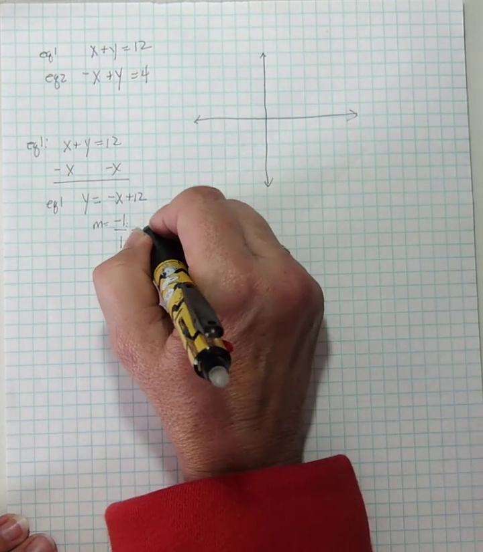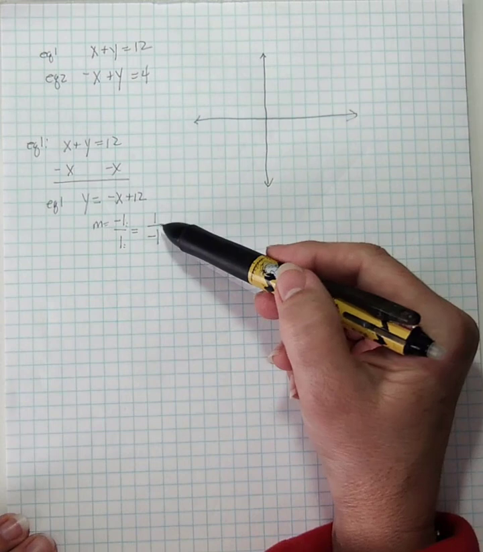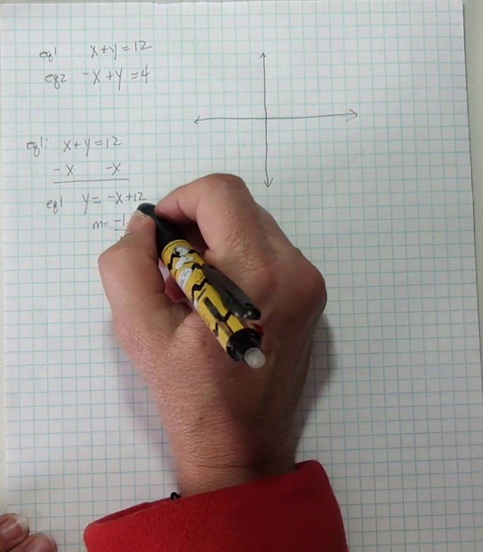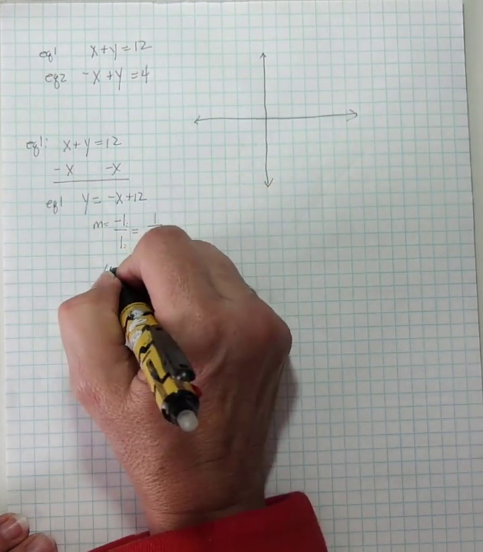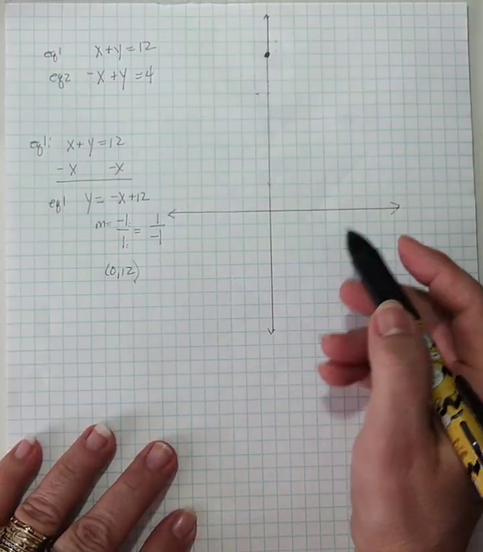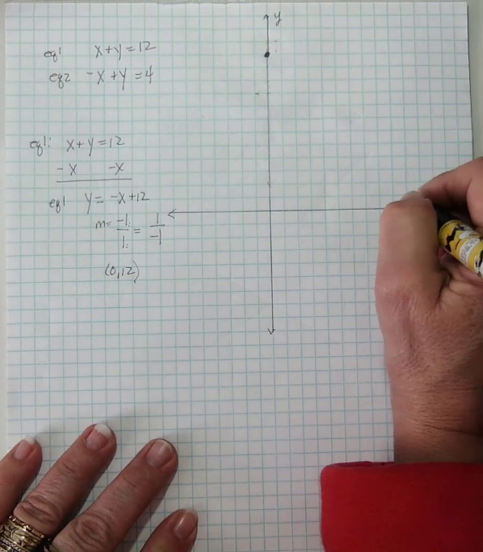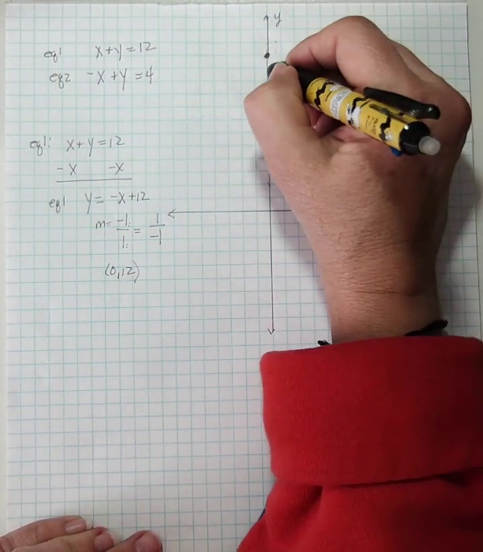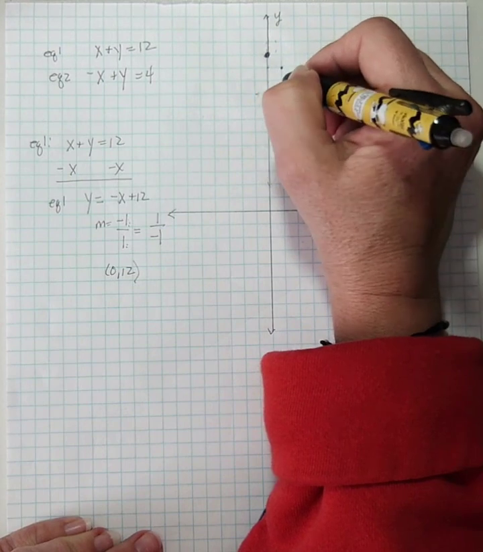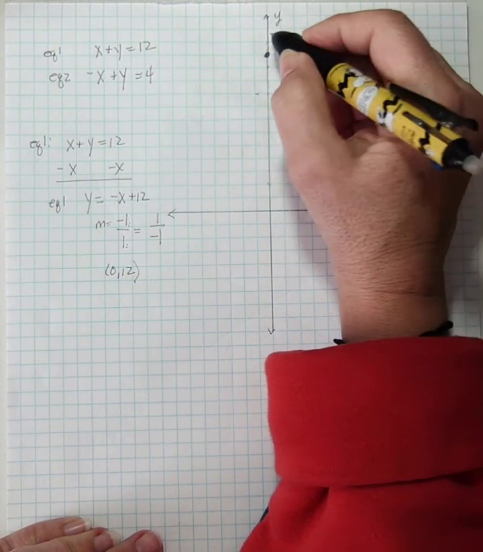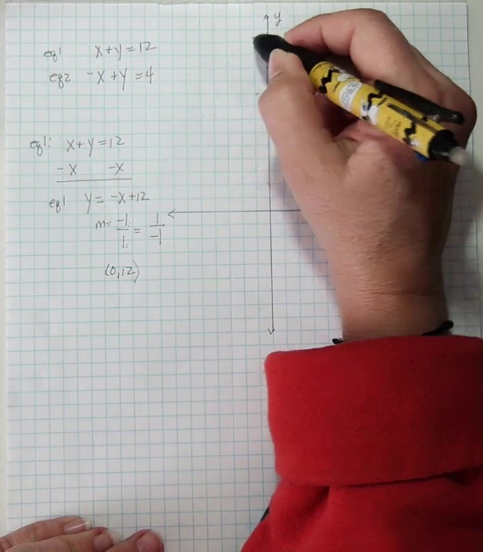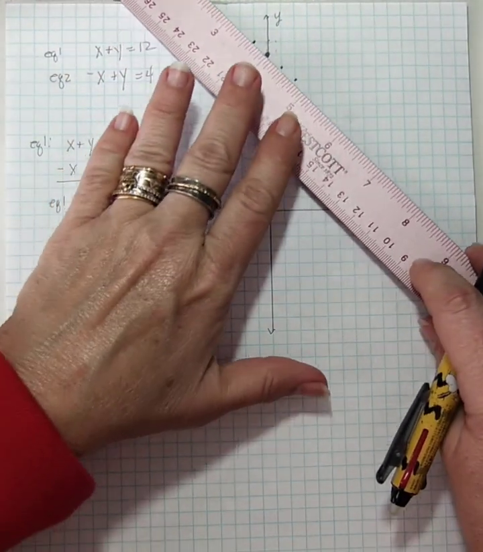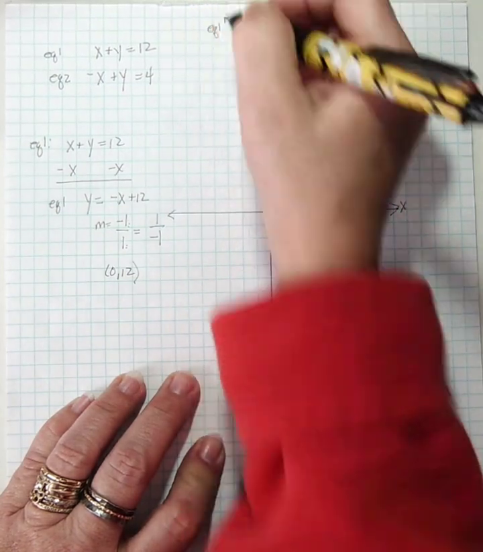Or I could think of this as 1 over negative 1, going up 1 and over negative 1, with my intercept being 0, 12. So I graph on my graph, here's my y and my x, 0, 12. And now I'm going to use my slope, negative 1 over 1, or I could go up 1 over 1. But I really only need 2 points to make a line, and then I make my line. So this is equation 1.